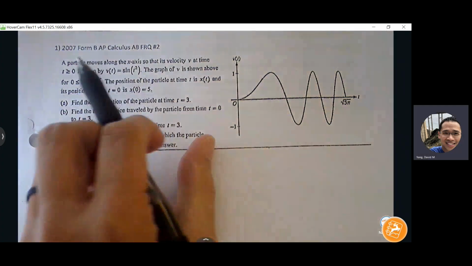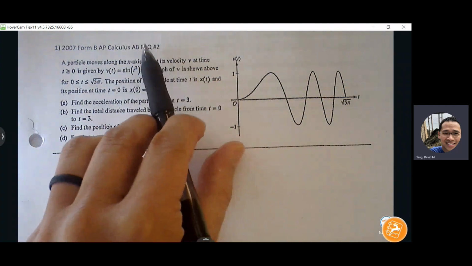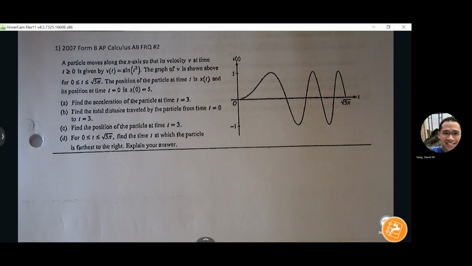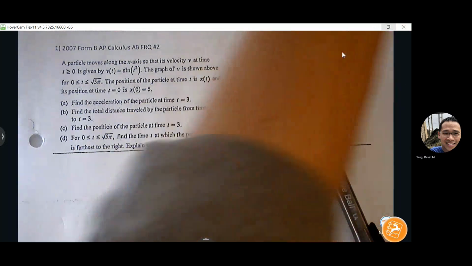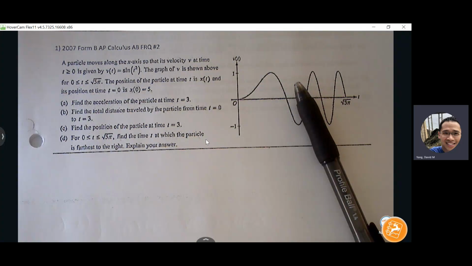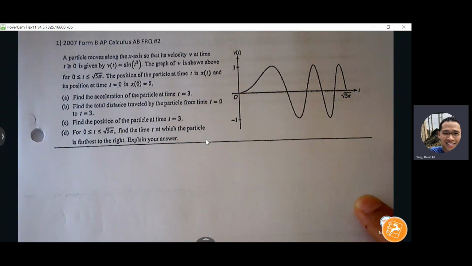So this is from 2007. You see this FRQ number 2. Anything that is within 1 and 2 will be calculator active, and the ranges are going to be non-calculator. So you can have your calculator for this one here.